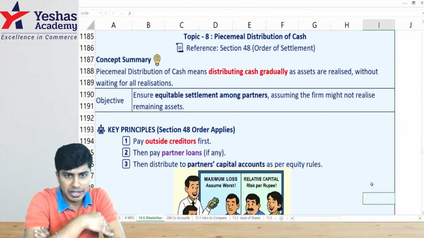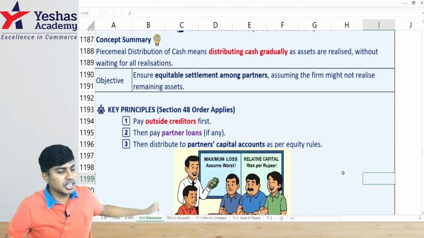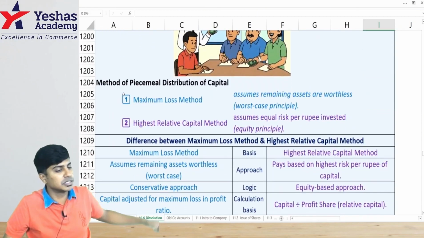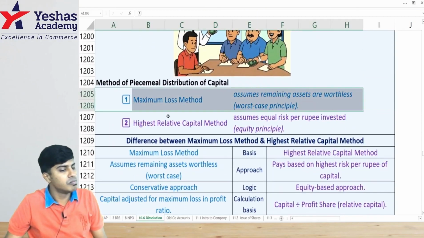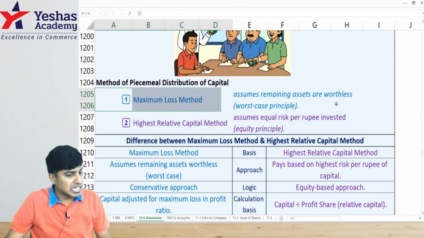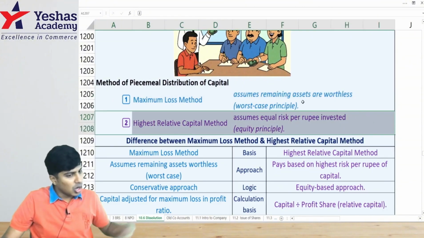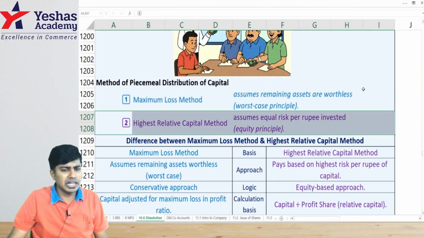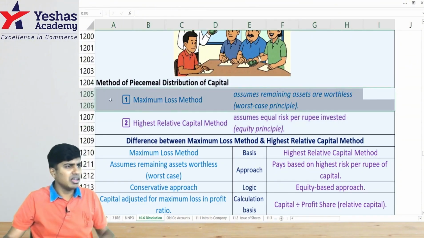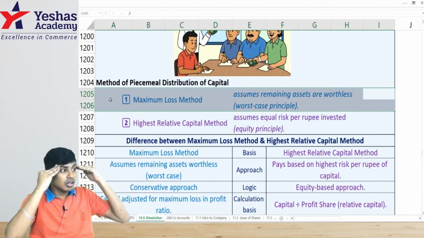After you pay outside liabilities, then you pay partners' loan. After that, when you're paying partners, then you have two options. What are the two options? Maximum loss method, highest relative surplus capital method. How do we apply the methods? Very simple. In maximum loss method, we will compute how much is the loss.